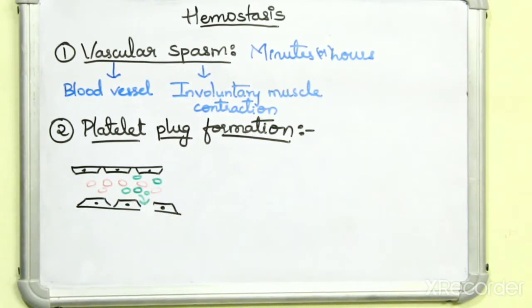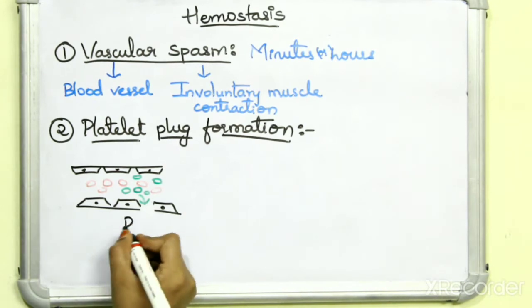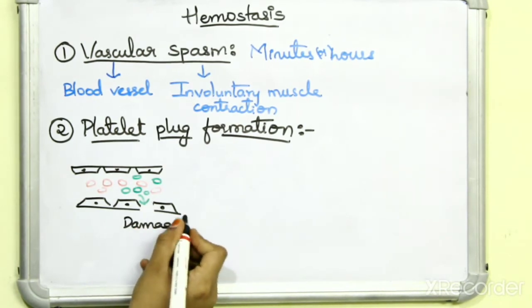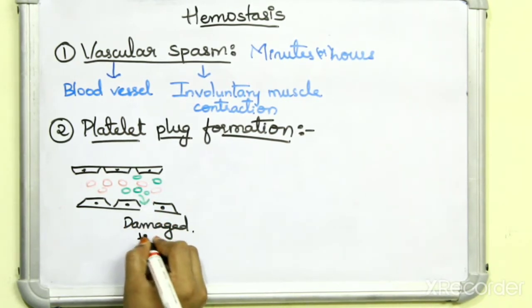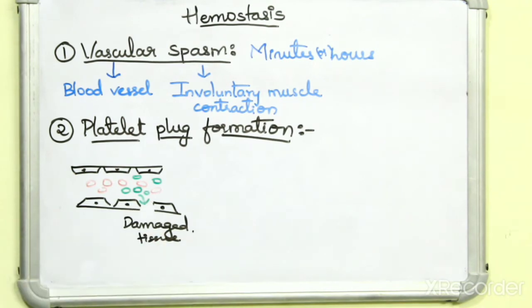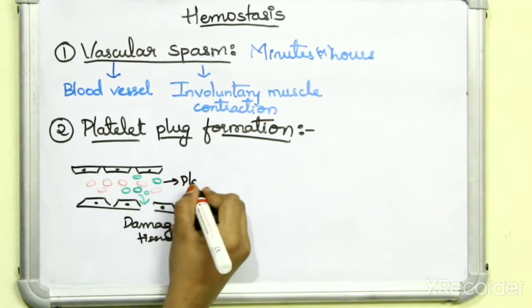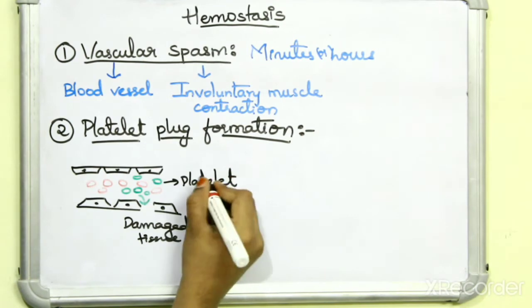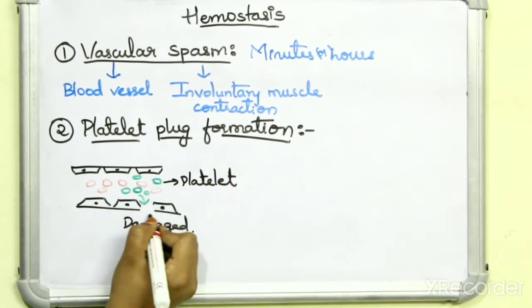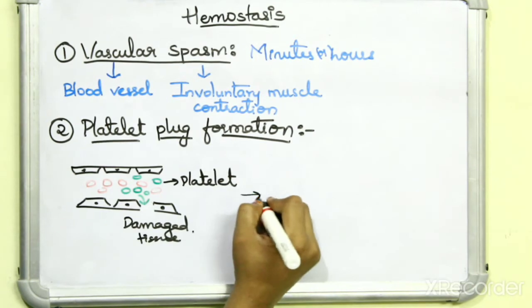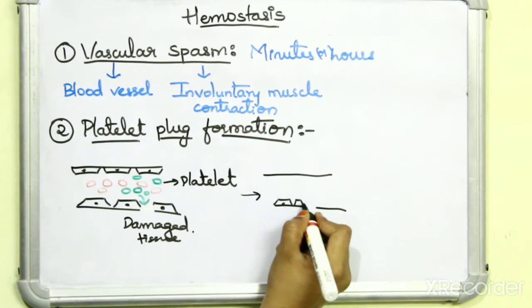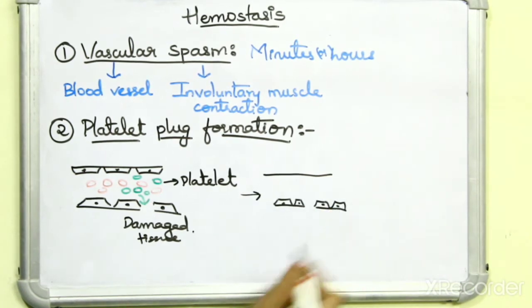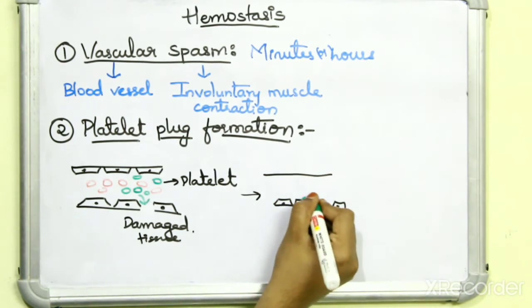So just let me write the name here. It is damaged tissue. Whenever there is damage, all the platelets which are present in the blood come near that damaged tissue. The green color one is platelet. Whenever they come near the damaged tissue, they start attaching to that tissue part. So let me draw it in a different way. This is the endothelium near the damaged part. All the platelets come near this damaged tissue and they start attaching to it.